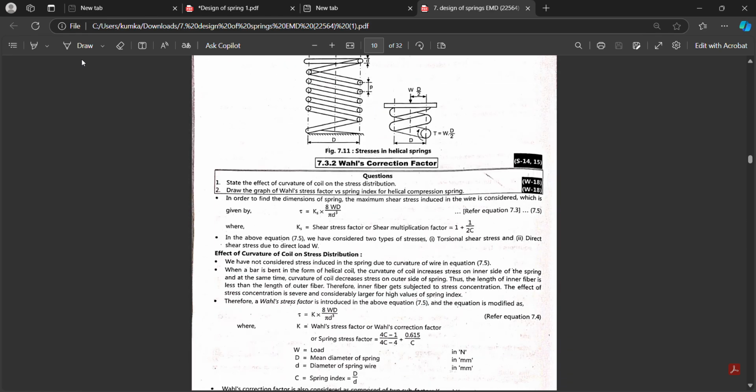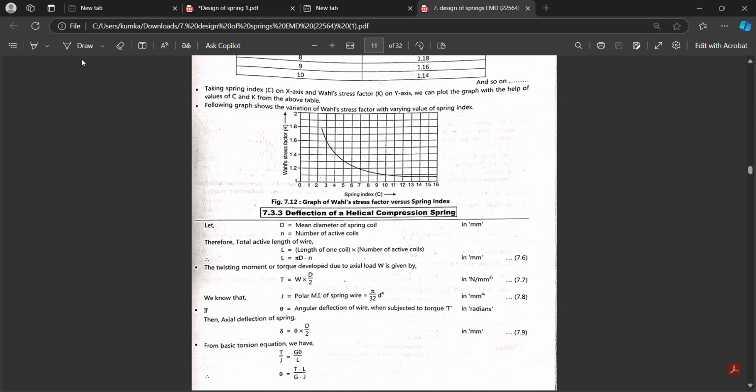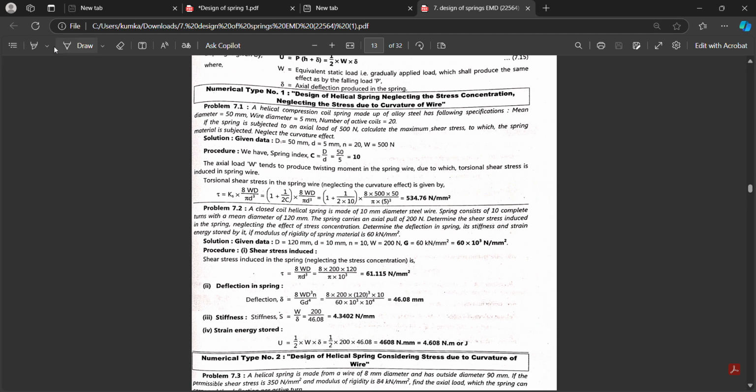Let's take the problem of spring. First problem of spring, a helical compression spring, neglecting the stress concentration and neglecting the stress due to the curvature of the wire. This is the first problem on helical spring. We have to design a helical compression spring.